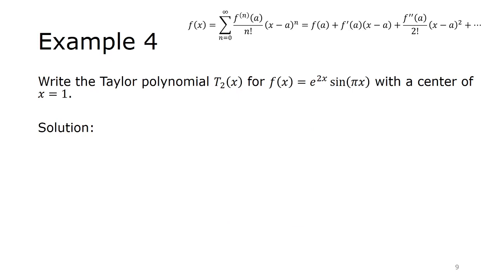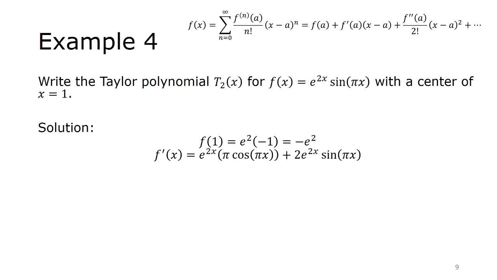So here we've got the Taylor polynomial T2 for a more complicated function, e to the 2x times sine pi x, and it has a center of x equals 1. So let's try it. If we want to know the second degree polynomial, we're going to need the first derivative and also the second derivative. So our function, if you plug in 1, we get negative e squared.